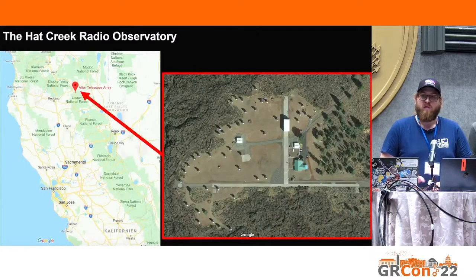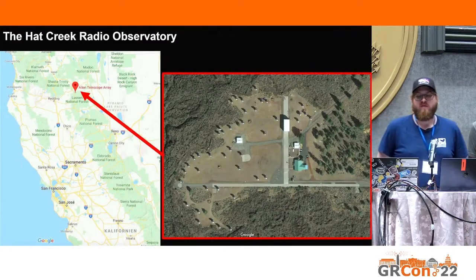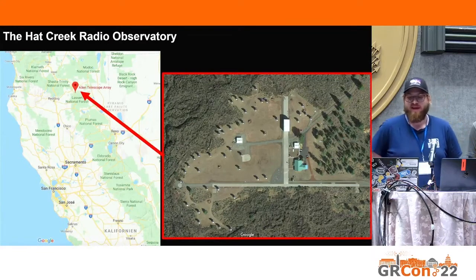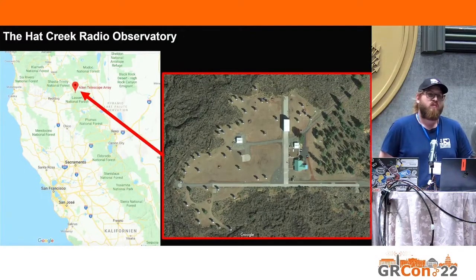Okay, the Hat Creek Radio Observatory, which is home to the Allen Telescope Array, is situated in Northern California, about 4 to 5 hours from the Bay Area, or 1 to 1.5 hours from Redding. Basically, in the middle of nowhere, we need to be in a rural area to be protected from RFI transmission, which would interfere with our observations.